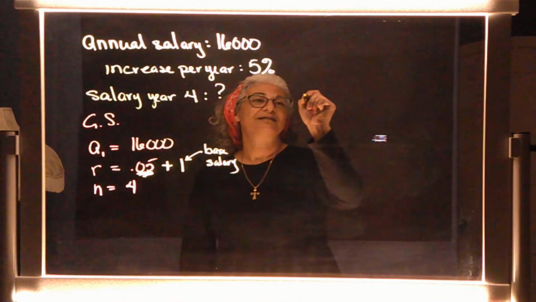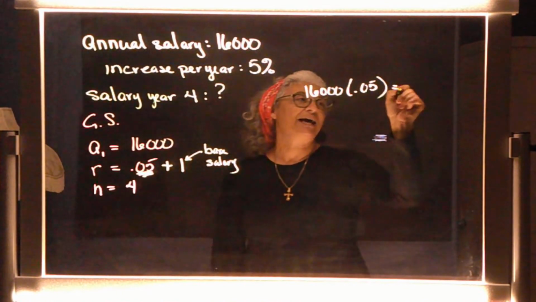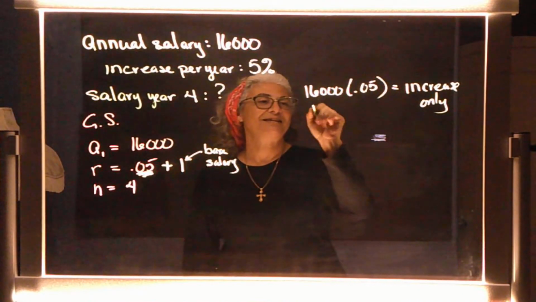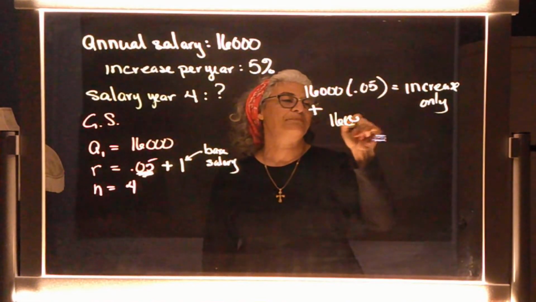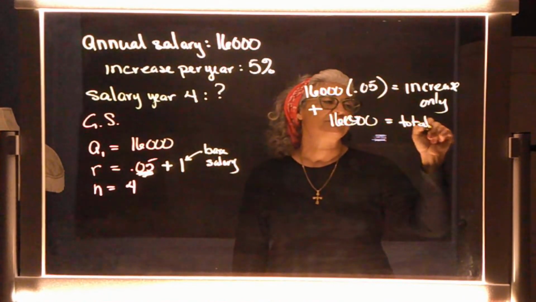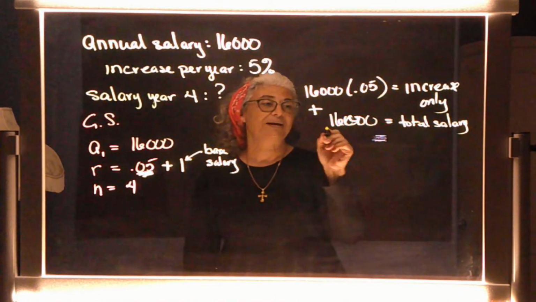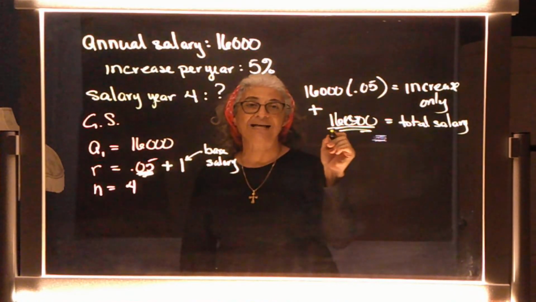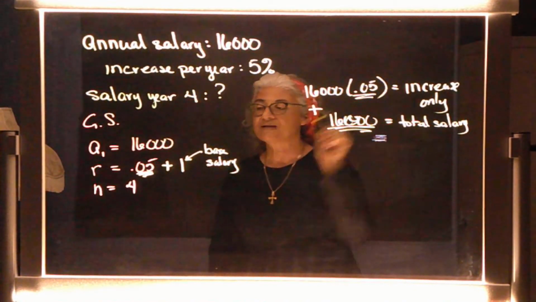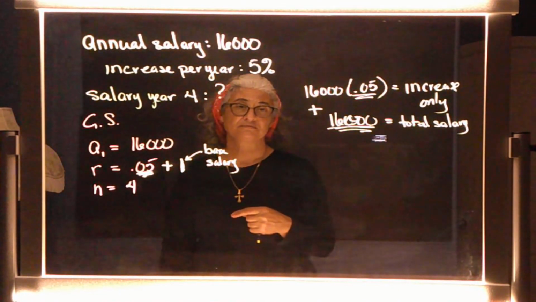If I just take $16,000 and multiply by the 5%, that gives me the increase only, doesn't it? But if I take this and add the 16,000, the base salary to it, that gives me that total salary for that year, doesn't it? Right? So I have to add the base salary. The base salary is my whole amount. My 5% increase plus the whole amount of 1. Okay?